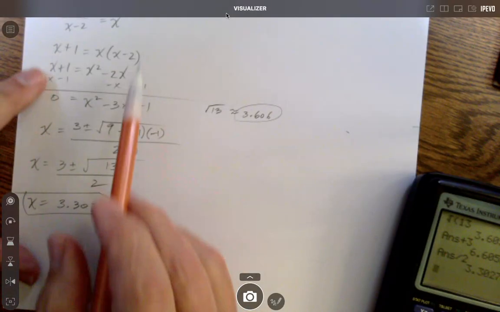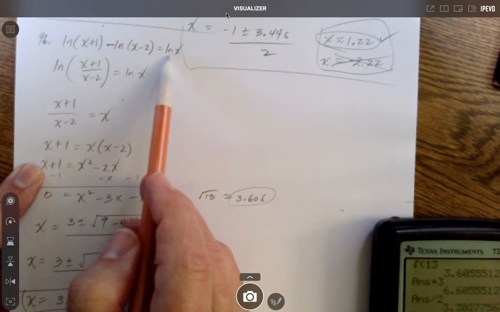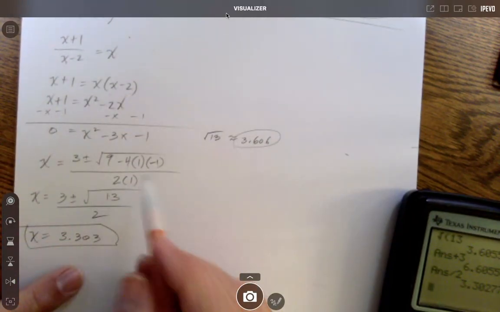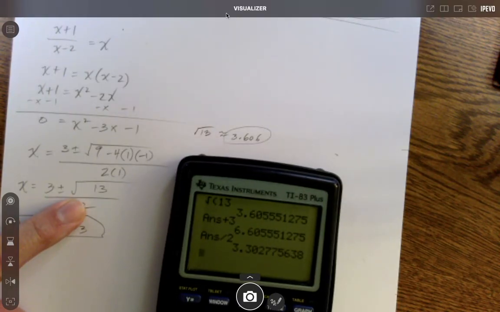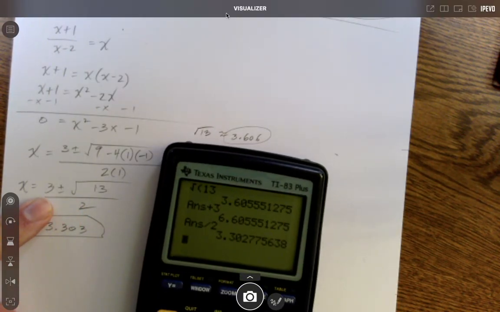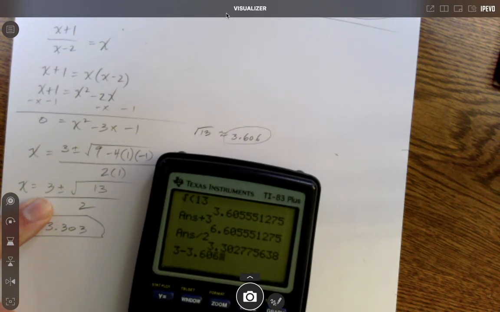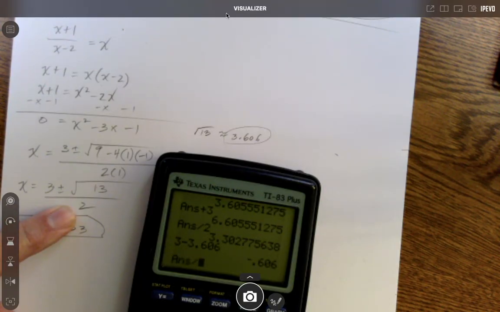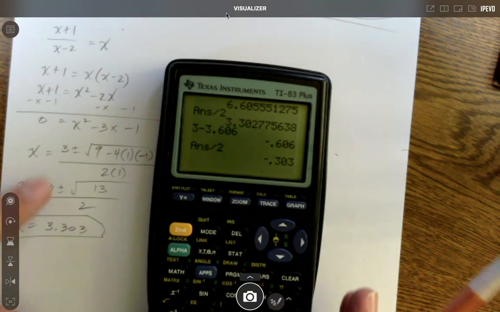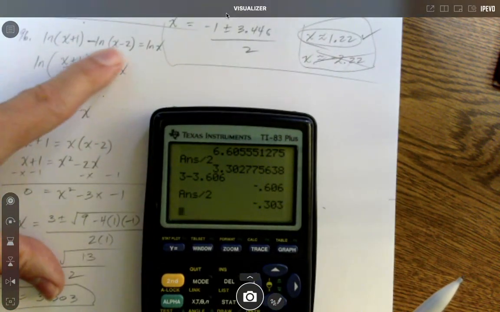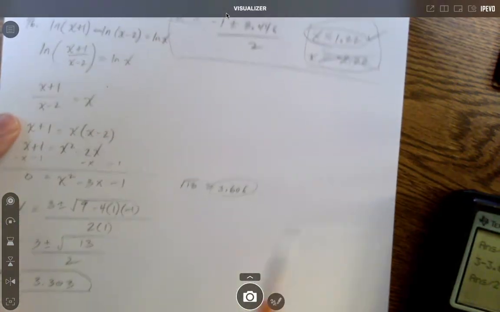So that should work. I don't see any problems with the original. There's no domain errors there. But this other one, 3 take away 3.606, is going to give me a negative. So it's not going to work. 3 take away 3.606 is a negative. When you divide by 2, it's still a negative. So that number can't work, because that would make this here a negative, wouldn't it? So it should just be this one.